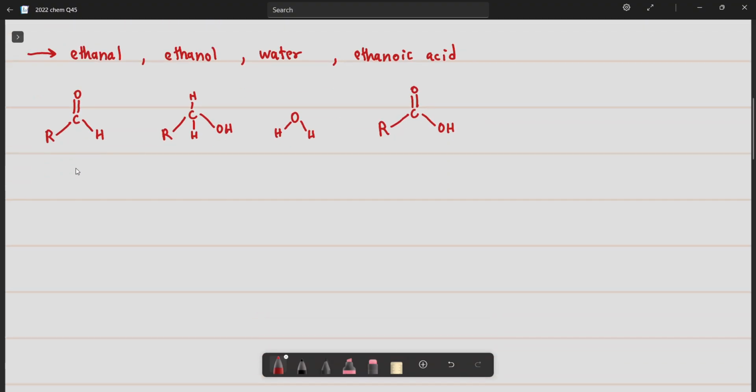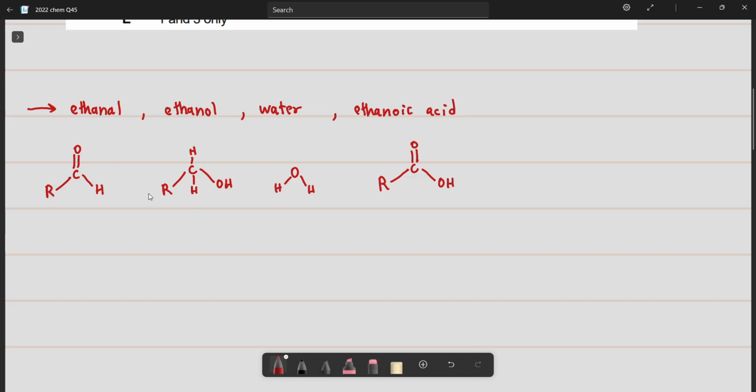Now I'm going to write down the type of bonding these compounds typically form. We know ethanol has the lowest boiling point here because it primarily forms dipole-dipole interactions. These are intermolecular forces, which are weak interactions between these compounds, a physical interaction, not a chemical reaction.